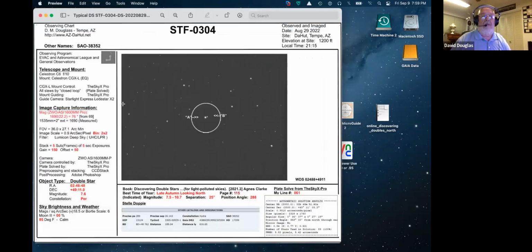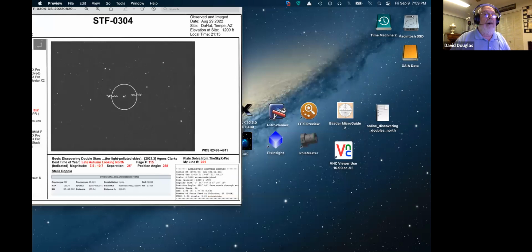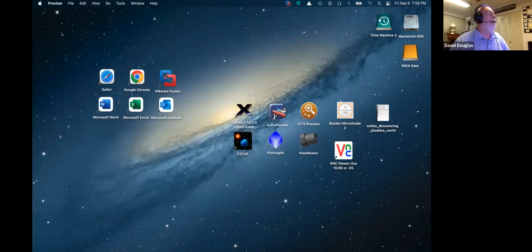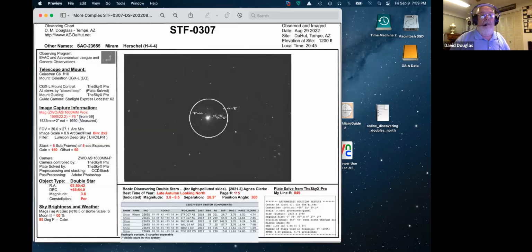There's some naming conventions, but that's where the STF comes from. It stands for Struve. And that's assigned, by the way, by the U.S. Naval Observatory, which keeps track of double stars officially for us. Okay, typical double star. But the world is not typical. Here's a more complex double star.